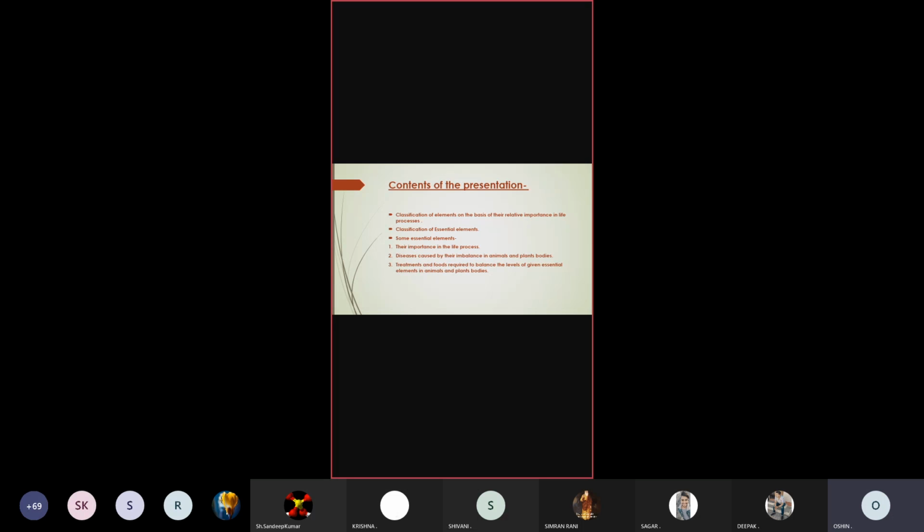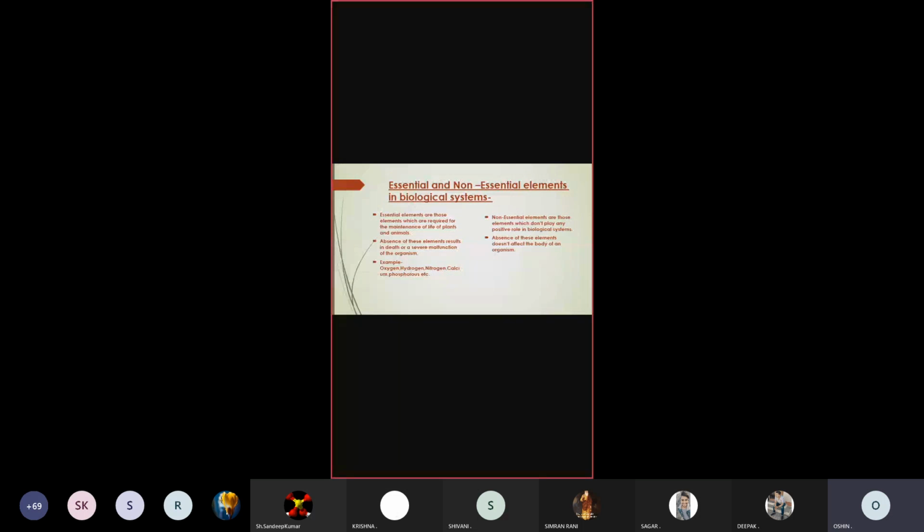Now, let me tell you about the contents of today's presentation. We will, in the first section, discuss the classification of elements on the basis of their relative importance in the life processes. In the next section, we will discuss the classification of essential elements. And in the last section, we will study some of the essential elements. We will also discuss their importance, the diseases caused by them, and also treatment and the foods that are rich in some particular essential elements. So now let us proceed.